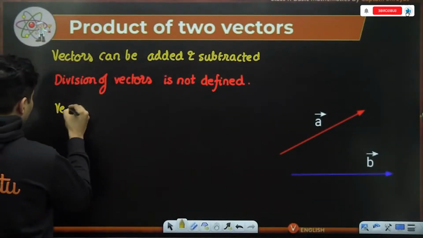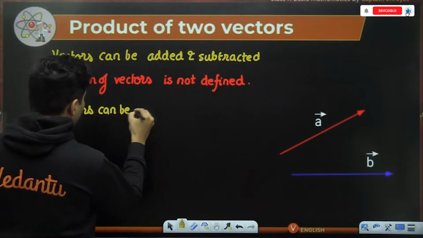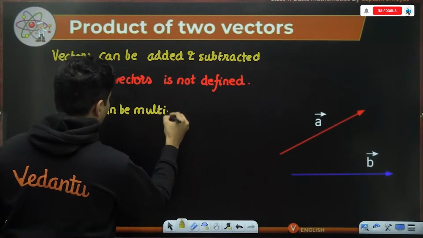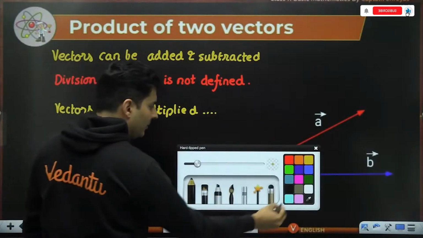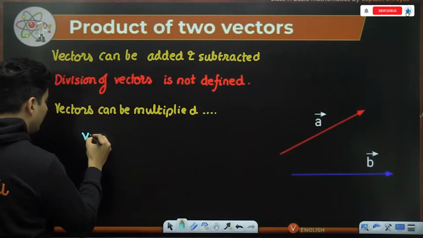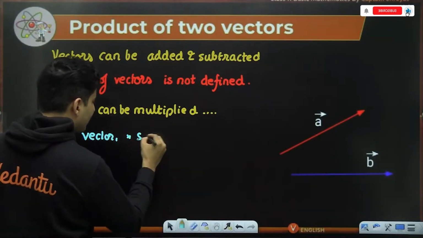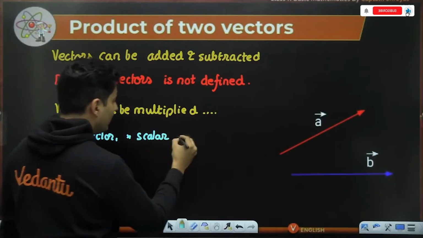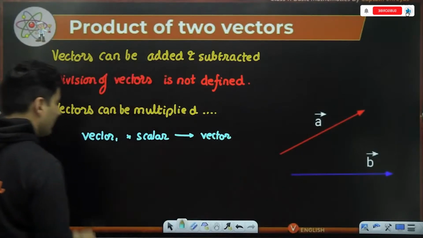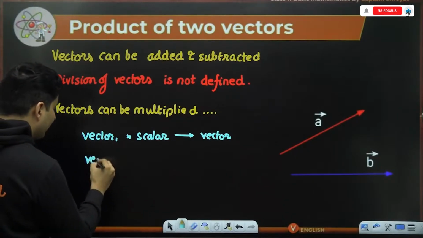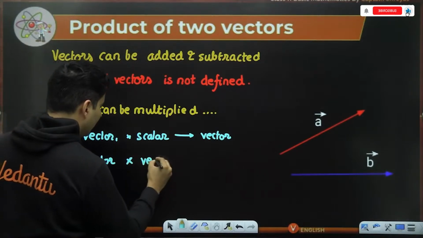So vector multiplication can happen in the following ways. Number one, you take a vector and multiply it by a scalar. The outcome will be another new vector. Or you take a vector and you multiply it with another vector.